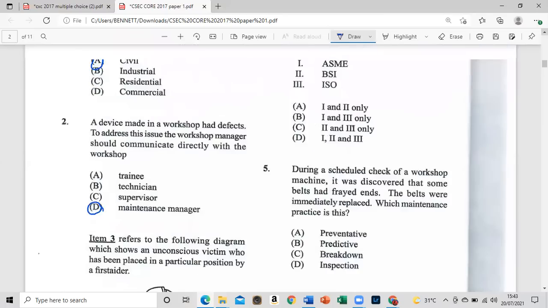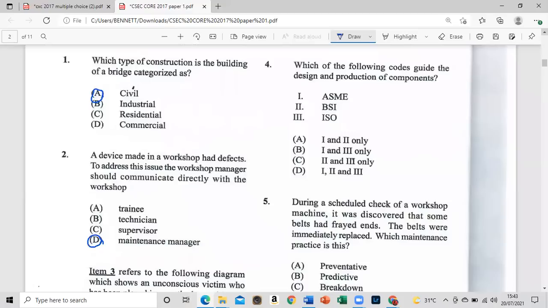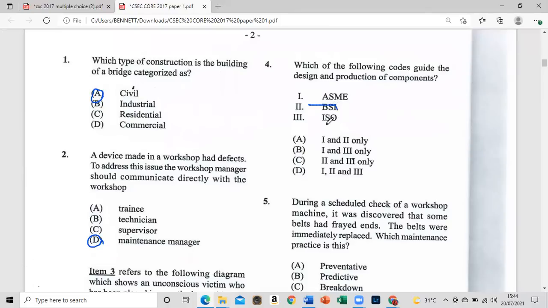Mr. Bennett, salute you all. Pick up on yourself. Which of the following codes guide the design and production of components? This is also a repeat. Is it the ASME, BSI, or the ISO, and that is these two. Again, thanks to Mr. Query for the answers. So that is C. It does not include the ASME.